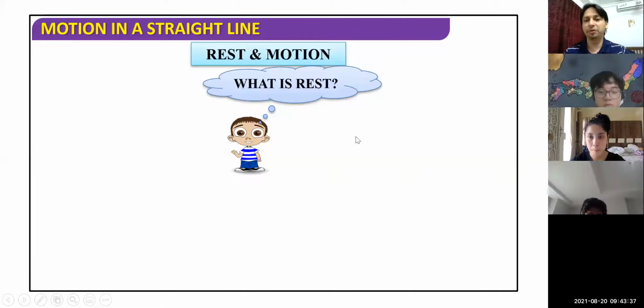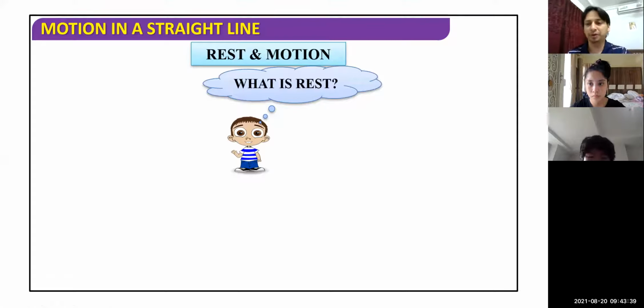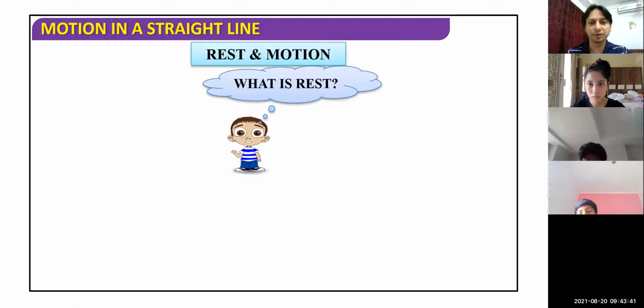Now this chapter number 2, that very first topic, the introduction part, is rest and motion. Make a heading in your notebook, children, that the very first topic is about rest and motion. First, let me ask some children, what do you mean by rest?